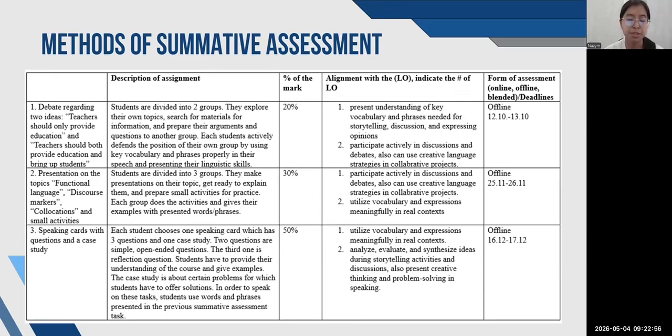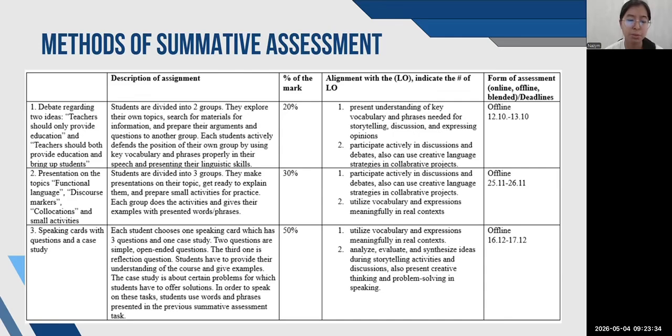Also, they must put different questions to another group. Each student must actively defend their position by using key vocabulary and phrases, also presenting their linguistic skills in their speech. 20% will be given to this task, and this task is aligned with the learning objectives of our course. And the form of assessment is offline. We have given the date in accordance to the midterm exam.